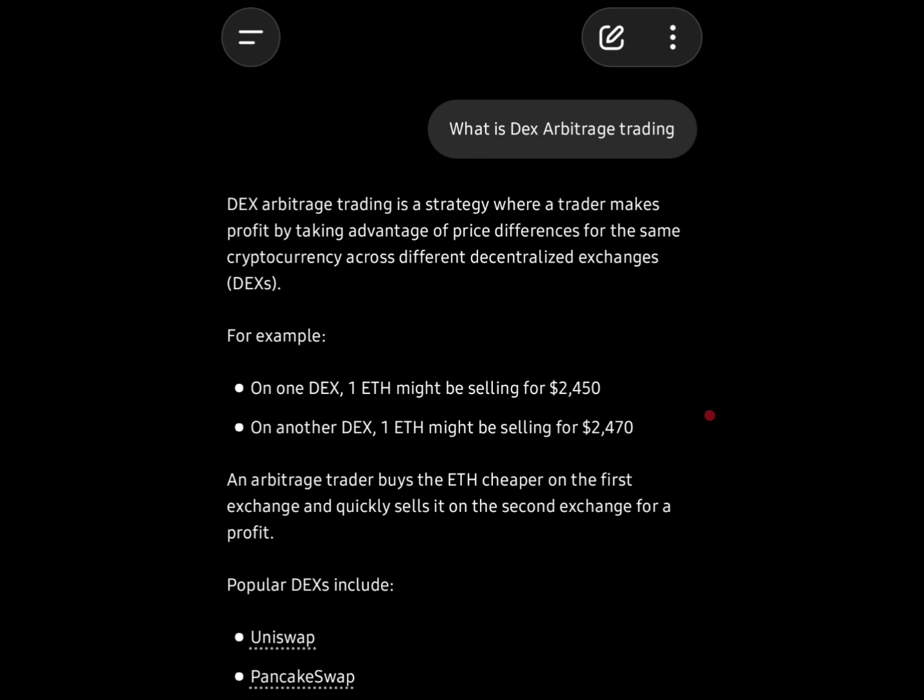So, for an example, on one DEX, one Ethereum might be selling for 2,450. On another DEX, keep in mind these DEXs are decentralized exchanges, like I've told you. We have different DEXs, like DEX Screener, we also have Jupiter, we have Raydium. So for an instance, one Ethereum is being sold on Raydium for 2,450, and the same Ethereum is being sold on another DEX for about 2,470.